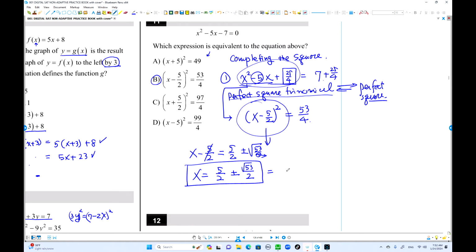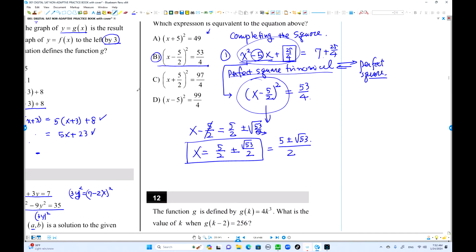Or you can use 5 plus or minus the square root of 53 over 2, okay? But we're going to find it right in the middle process here. Choice B is the answer.